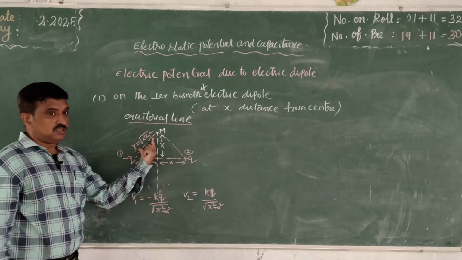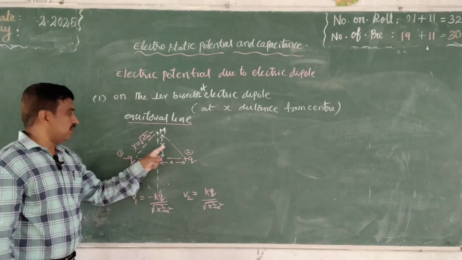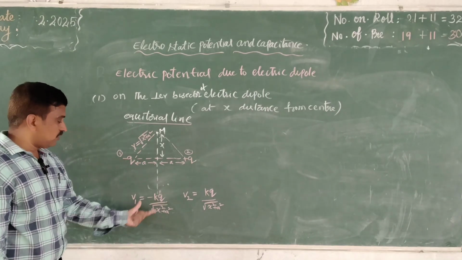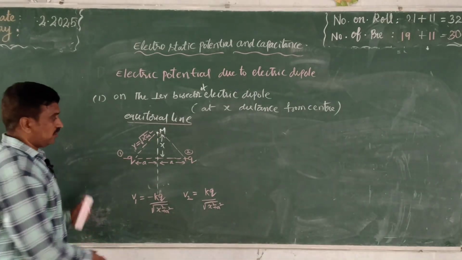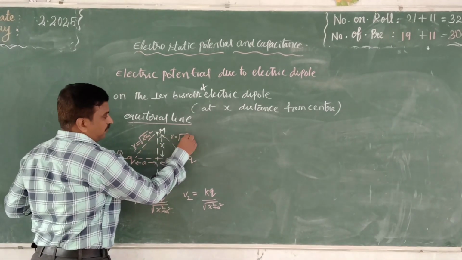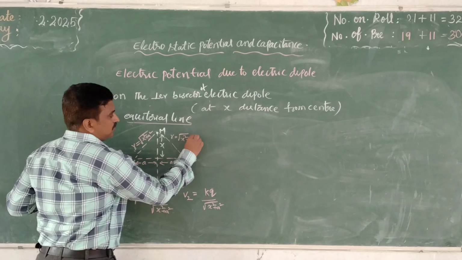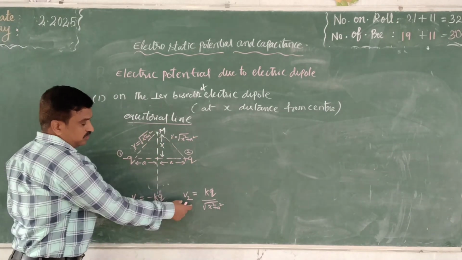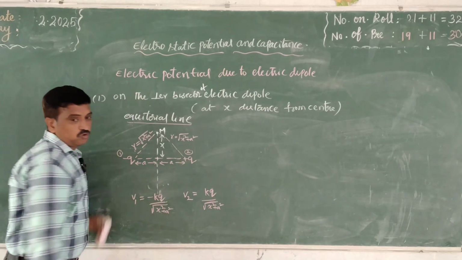This is a right angle triangle with sides x and a, so the distance is automatically root of x square plus a square. That's why it is minus kq by root of x square plus a square. Due to this charge, the distance is r equal to root of x square plus a square. Due to this charge at point m, what is the potential? Kq by root of x square plus a square.